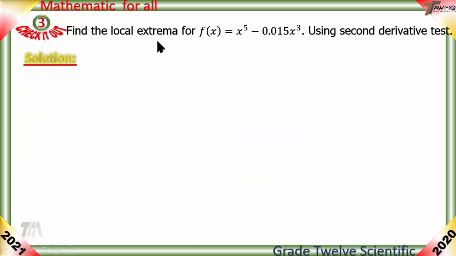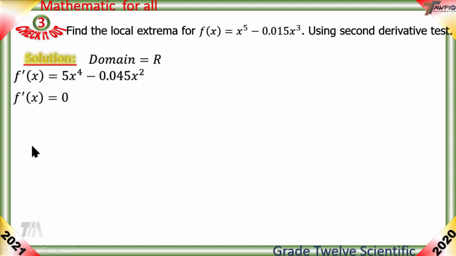Find the local extrema for f(x) = x^5 - 0.015x^3 using the second derivative test. The domain is all real numbers. Find the first derivative: f'(x) = 5x^4 - 0.045x^2. And now let the first derivative equal 0. So 5x^4 - 0.045x^2 = 0.